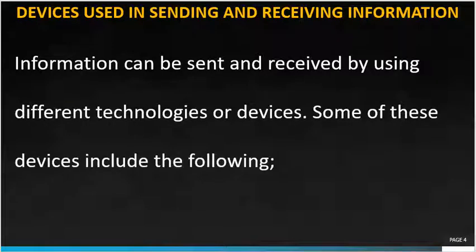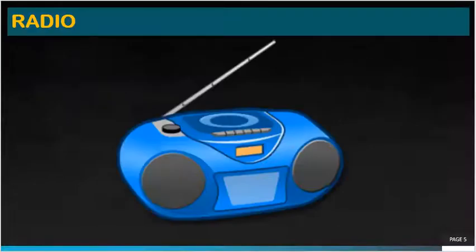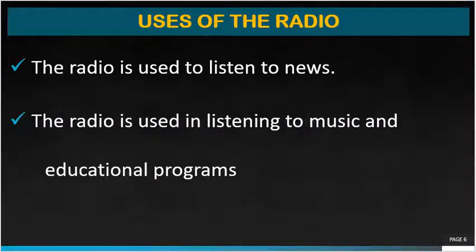So we said information can be sent and received by using different technologies or devices. Some of these devices include the radio. We said the radio is used to listen to news. The radio is also used in listening to music and educational programs. We also made mention of smartphones or mobile phones. We said mobile phones are also one of the devices that are used to send and receive information.